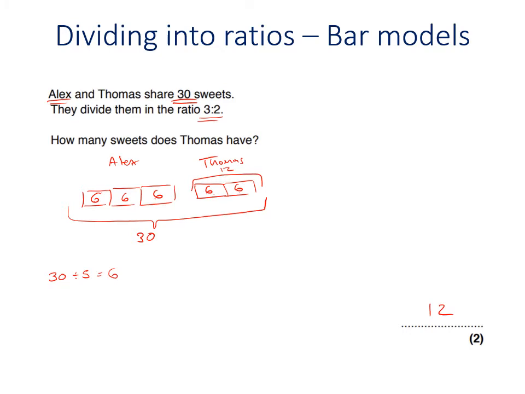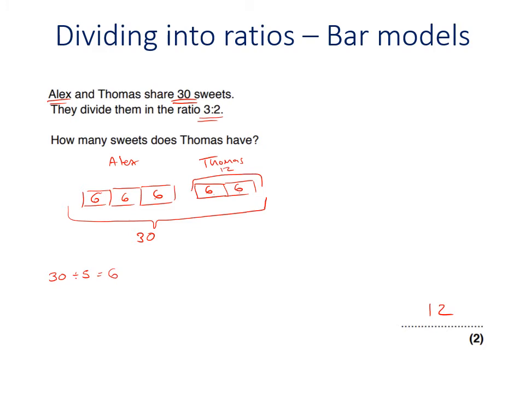So in this bar model, we're doing quite a few little different steps of maths. What we've actually done is we've taken the numbers in the ratio and added them together to make sure that there's 5 boxes. We've had to do 30 divided by 5, split that between all of those boxes, and add Thomas's together. If you were trying to do this with a mental method, it might be very easy to get lost or miss a step. Whereas if you draw the diagram, it makes things really thoroughly clear to us.